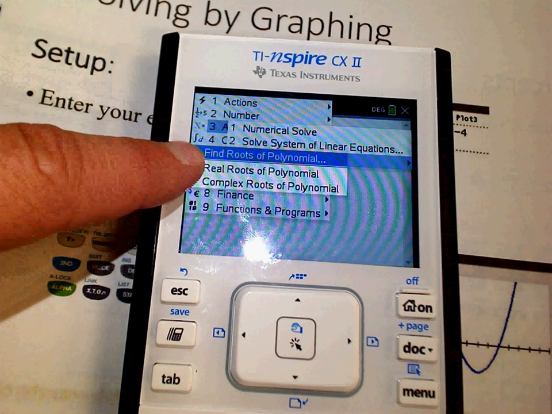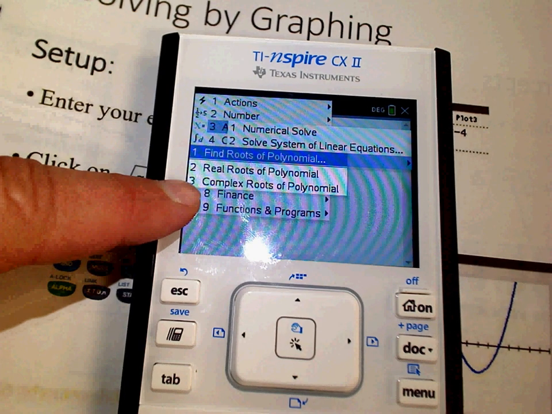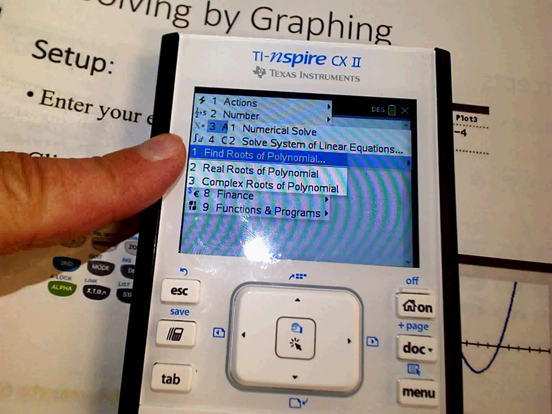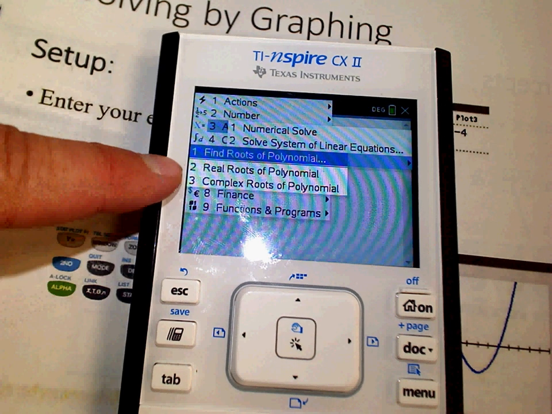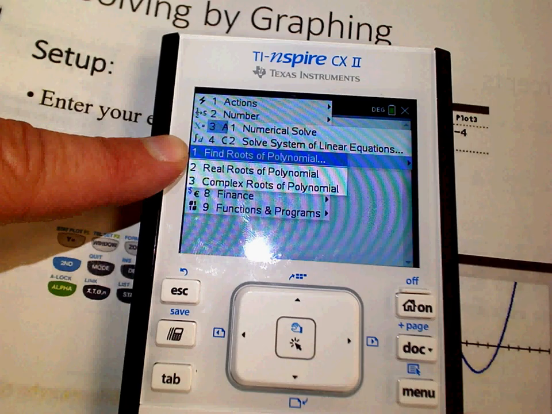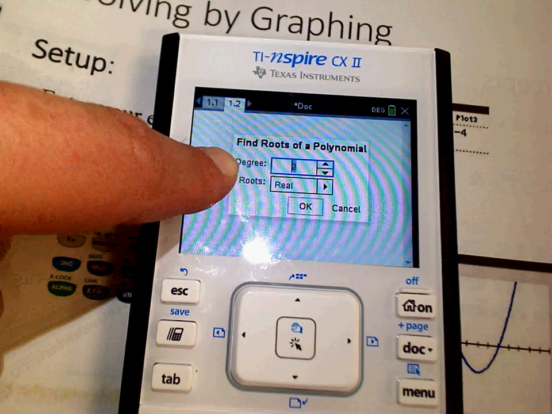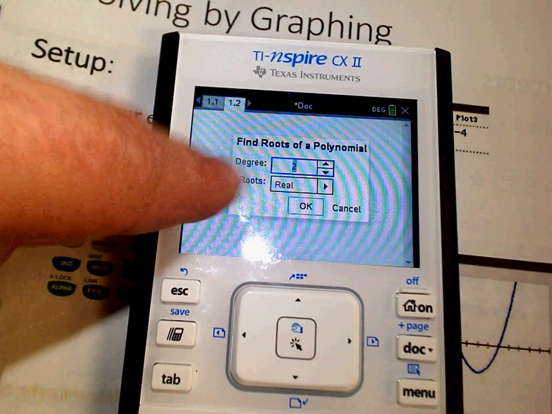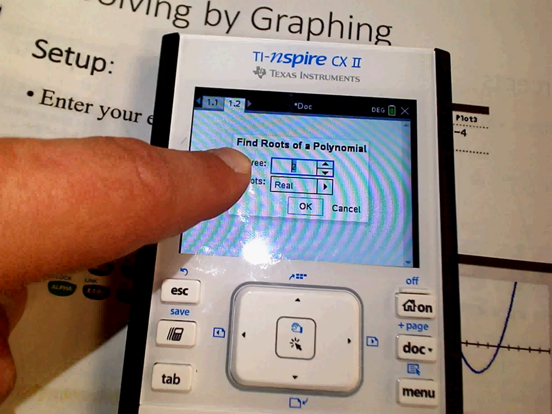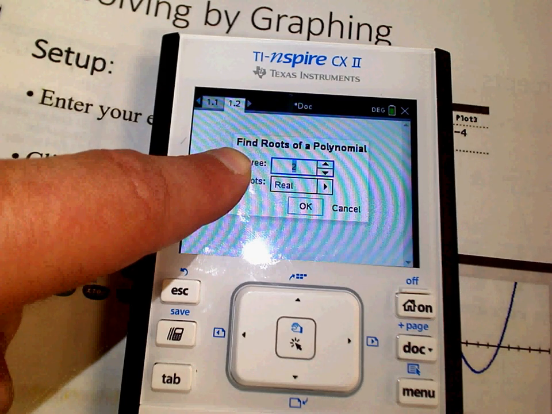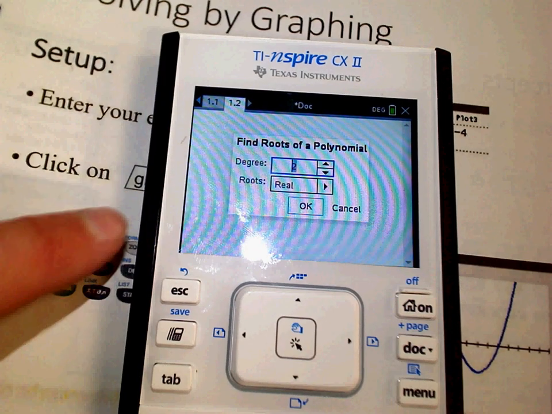And look at that. Find real roots of a polynomial, or complex roots of a polynomial. I'm just going to go with 1 for now. You can get to it other ways. Real roots of a polynomial. What is the largest degree? When you ask for the degree of the polynomial, it's the highest exponent: 2. These are quadratics, so they have a highest degree of 2. We want the real roots, so hit enter.